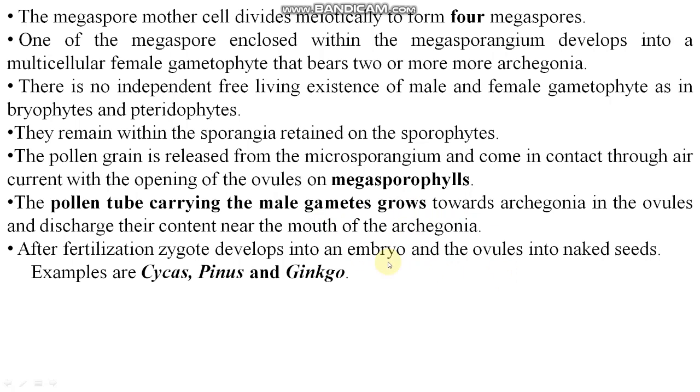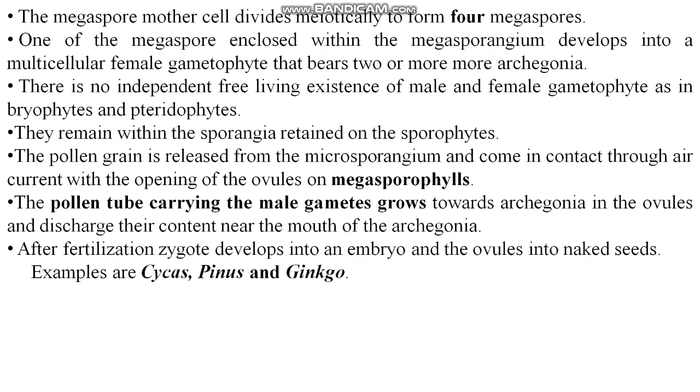You have heard about pollination, right? So this started from the gymnosperms. I told you the advancement of characters develops in increasing order through the kingdom, right? So after fertilization, the zygote develops into an embryo and the ovules into naked seeds. Examples are Cycas, Pinus, and Ginkgo. As per the usual process you have studied, fertilization takes place. After the fertilization, the zygote will form.